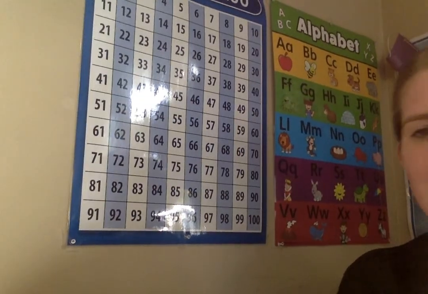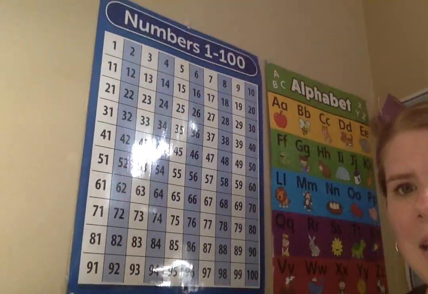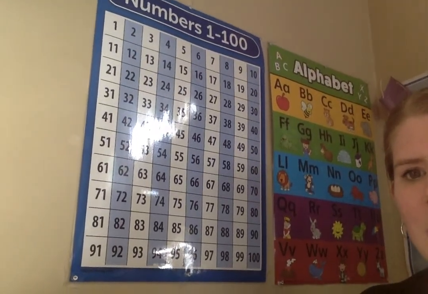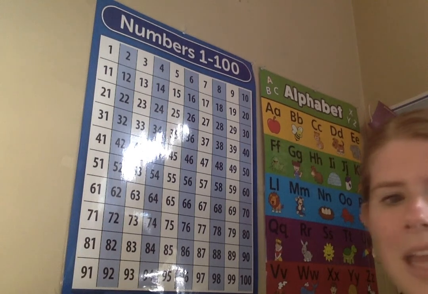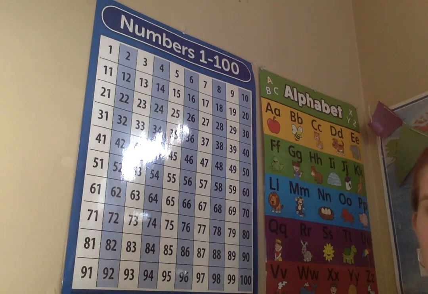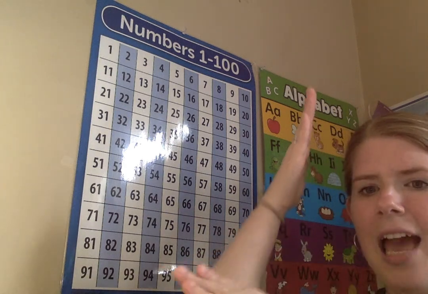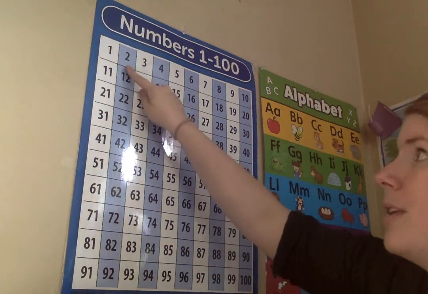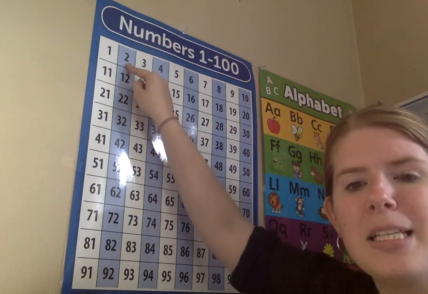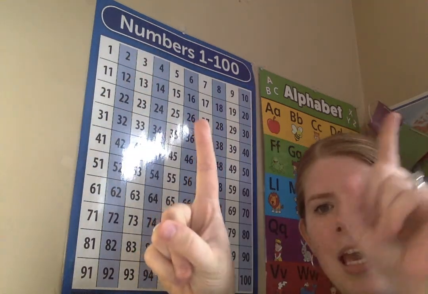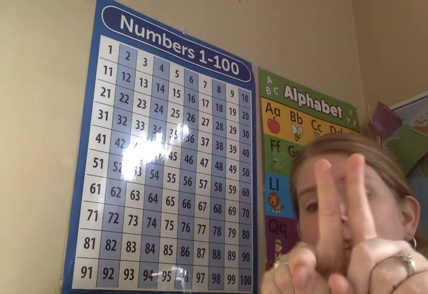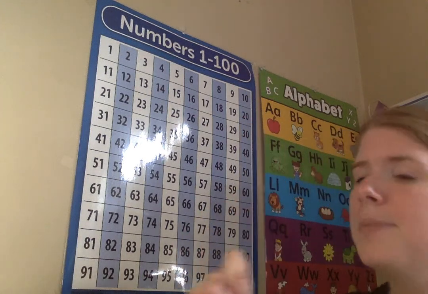Let me turn you so that you can see. Here's the hundreds chart. There we go. It has numbers 1 through 100. All right, so let's look. So we know that even numbers can be split directly in half. And so here's number 2. And 2 can be split in half. 1 and 1. And together they are 2. So 2 can be cut in half.